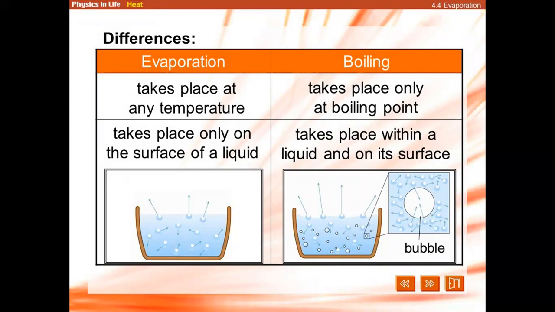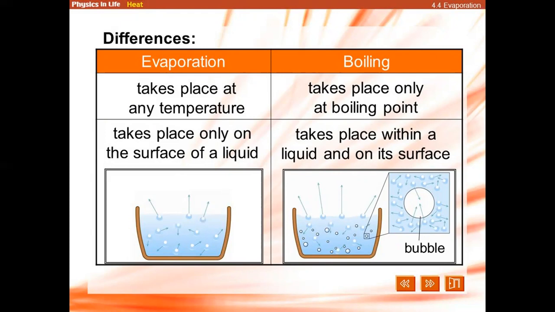Second, evaporation takes place at any temperature. So in evaporation, at any temperature, we will have evaporation. And the molecules that are sharing in evaporation are only the surface molecules, the most energetic molecules from the surface. In boiling, it takes place only at boiling point, and also takes place within a liquid and on its surface.